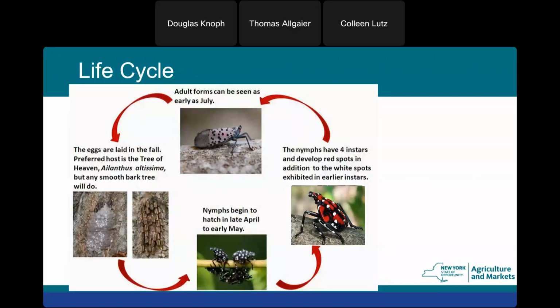So the life cycle. Right now we're seeing the adults, and they can be seen as early as July, and they will be seen all the way through till the first heavy freeze. A frost will not kill them, it will slow them down, but they will still continue to move about and mate and lay eggs until the first heavy freeze. They will overwinter as eggs.